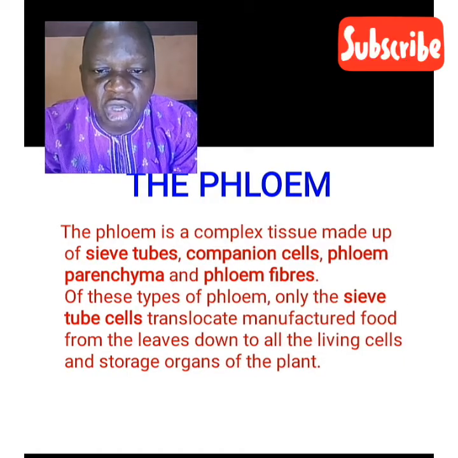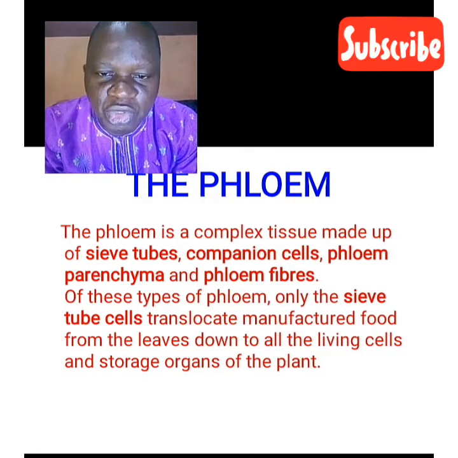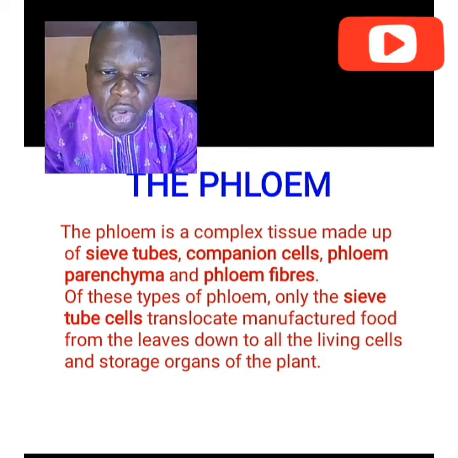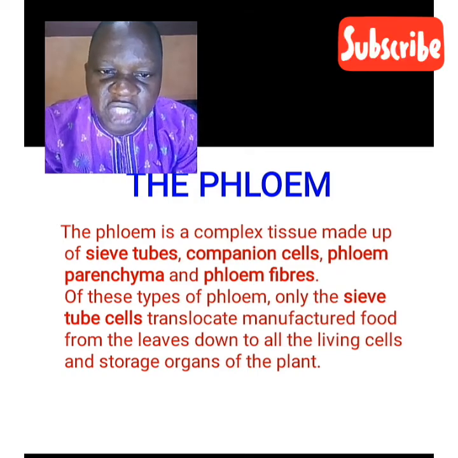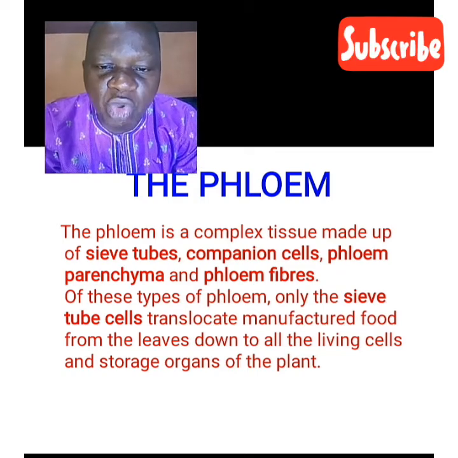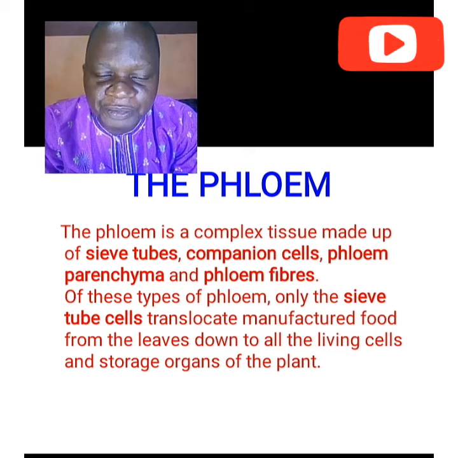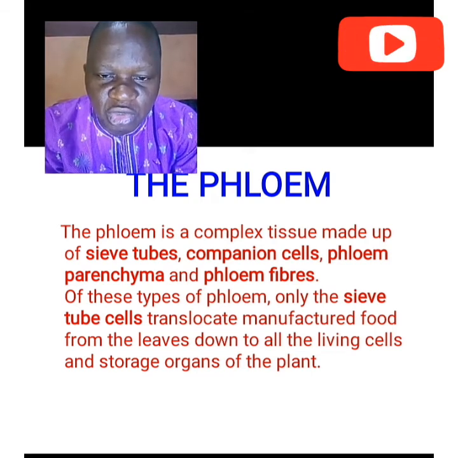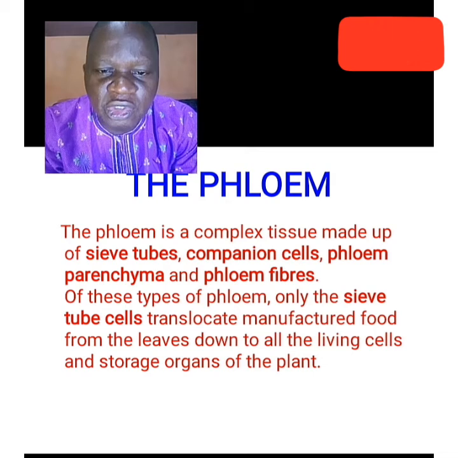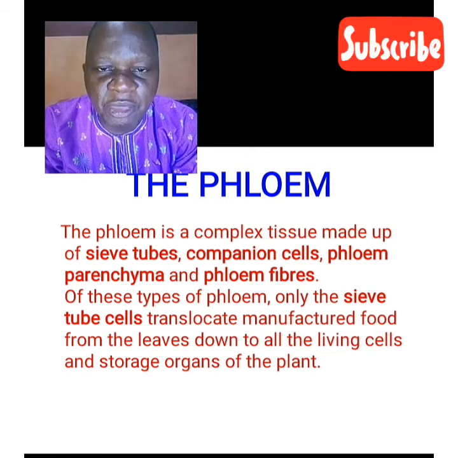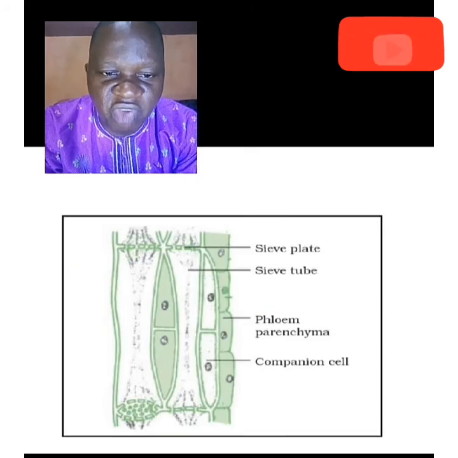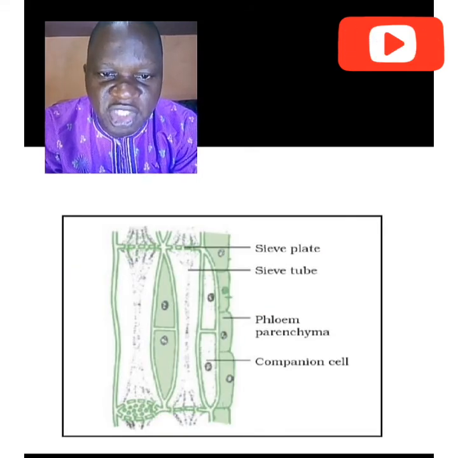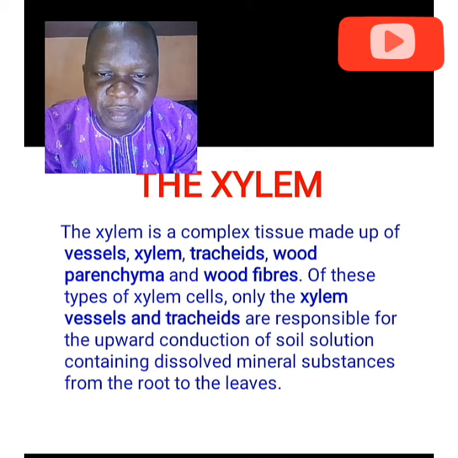Talking about the phloem now, it's a complex tissue that is made up of sieve tubes, companion cells, phloem parenchyma, and phloem fibers. Of these various types of phloem, the basic one that is used for conducting manufactured food is the sieve tube. That means the major function of the phloem is to transport food that is manufactured. This is a picture of it, and let's talk about the xylem as the last one now.